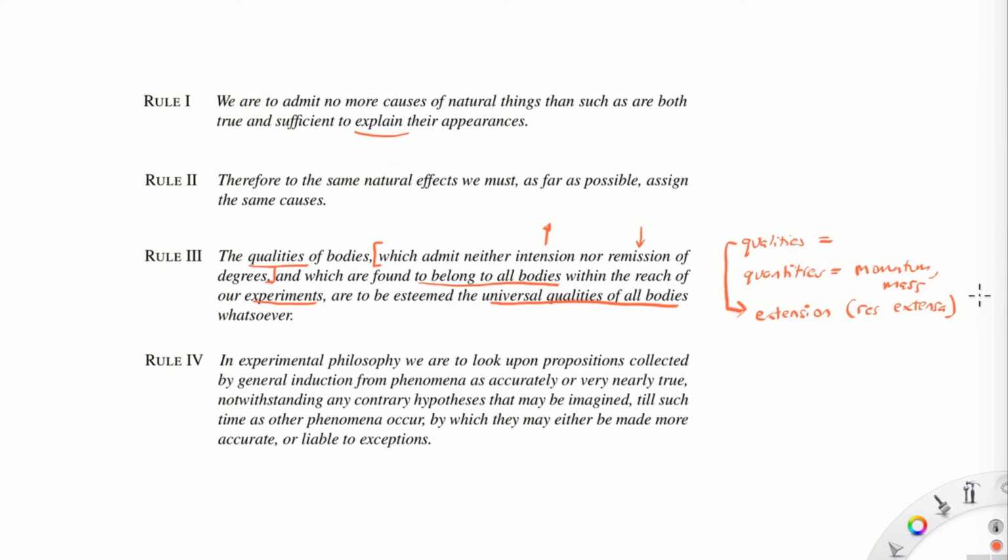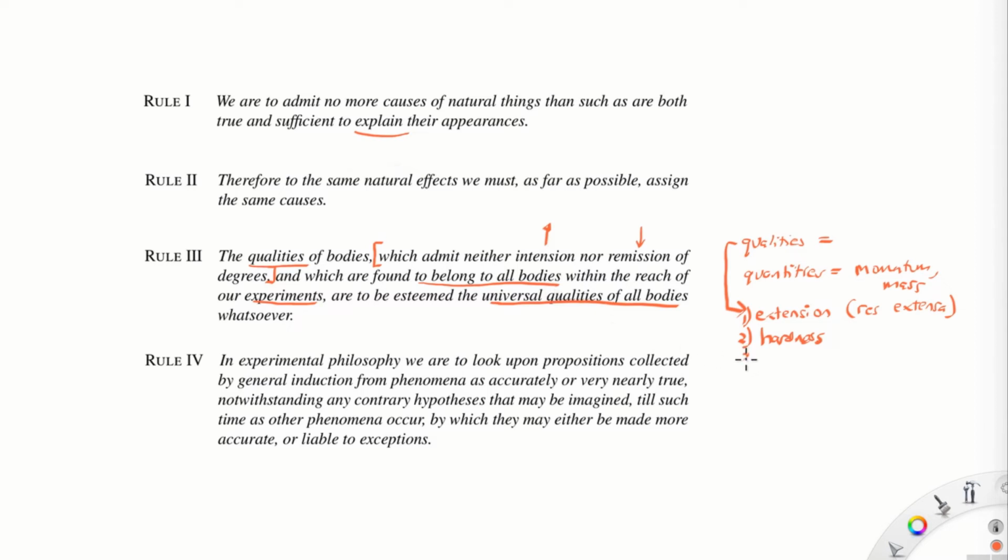Every body, in fact, is extended. The extension might be different, but the very fact that it has extension is a quality. So that would be one example of a quality. Another example of a quality would be hardness. He says, while it is true that some bodies are harder than others, the very fact that they have a hardness is a quality that belongs to all bodies that we're aware of.